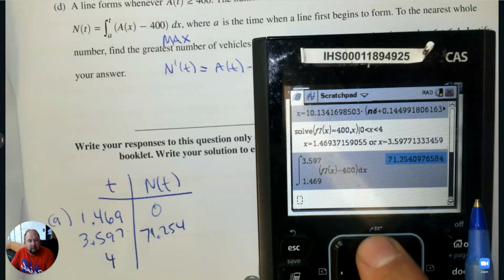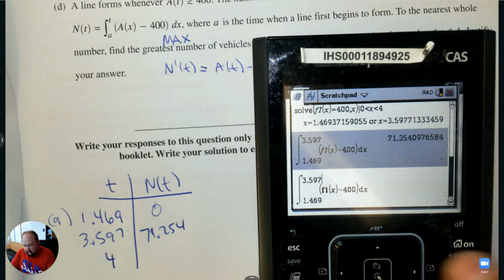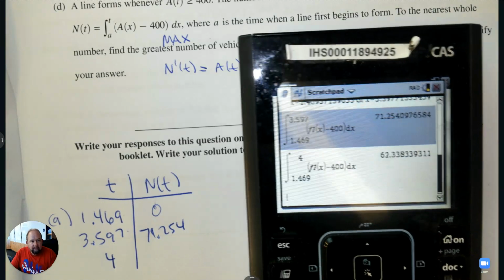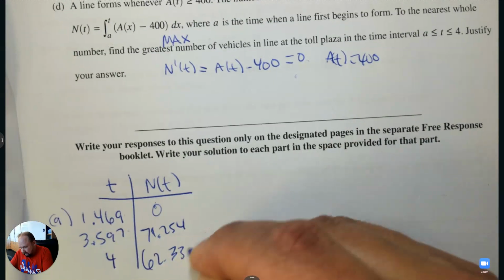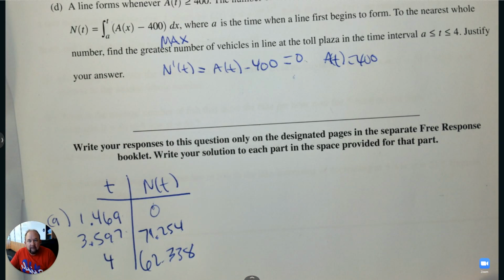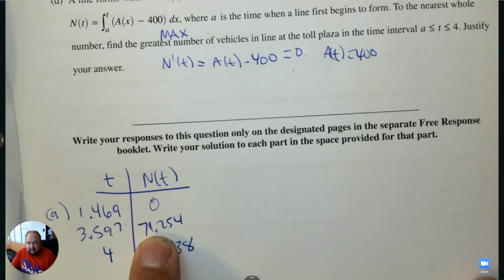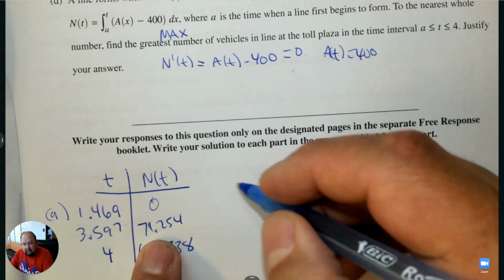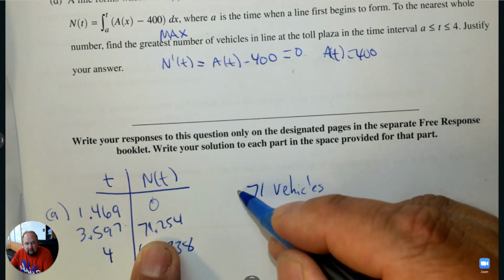Now we'll do the same thing. I'm going to highlight, press enter, and then change 3.597 to 4. And you get 62.338. So then the question is, find the greatest number of vehicles in line. And here, there's nobody in line, 71 in line, and then 62 in line. So the greatest number of vehicles is 71 vehicles, because you can't have 0.25 vehicles.